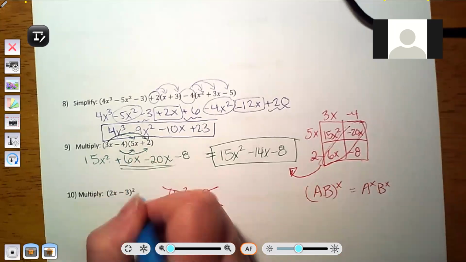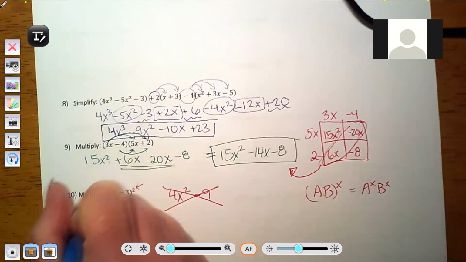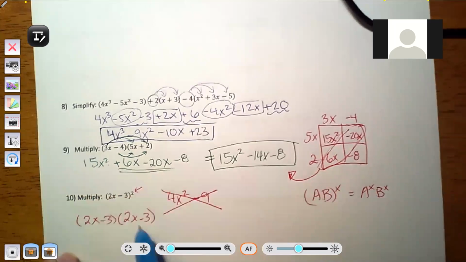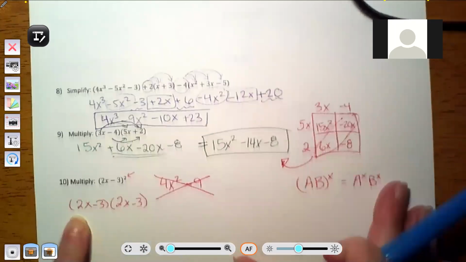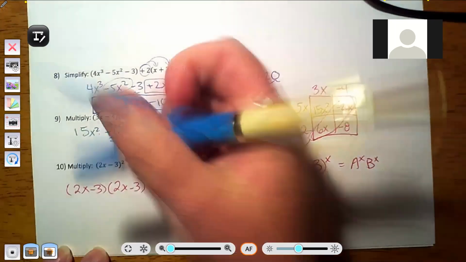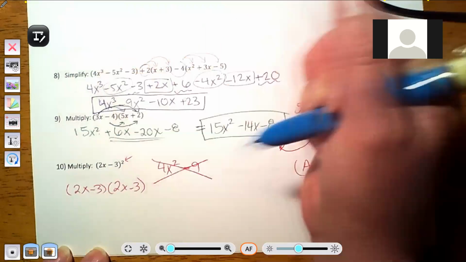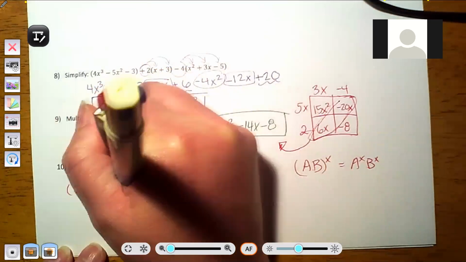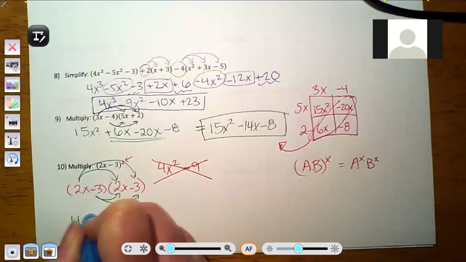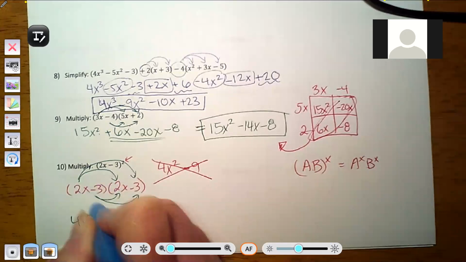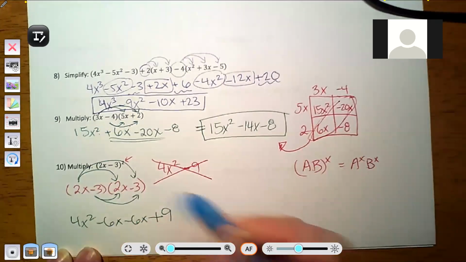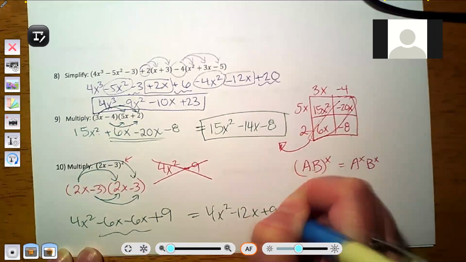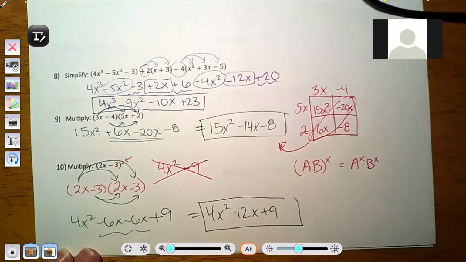So what does that mean? Squaring means you multiply it by itself. So this is shorthand for 2x minus 3 times 2x minus 3. Once you write it like that, I think you're less likely to make the mistake of thinking it's 4x squared minus 9. Now you'll more likely do FOIL, F-O-I-L. So we get 4x squared minus 6x minus 6x plus 9. And combining like terms, we get 4x squared minus 12x plus 9.